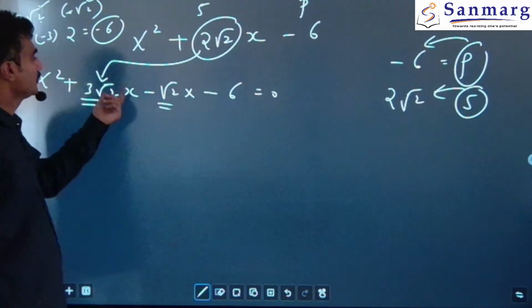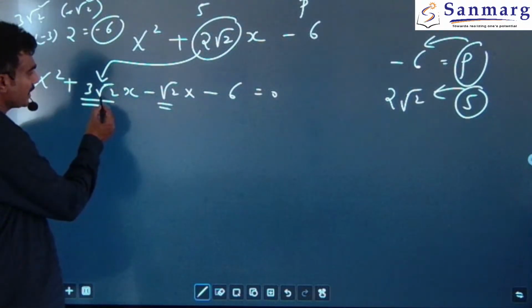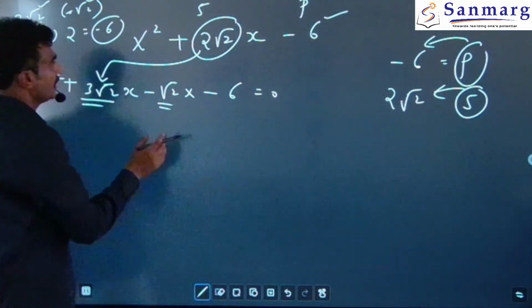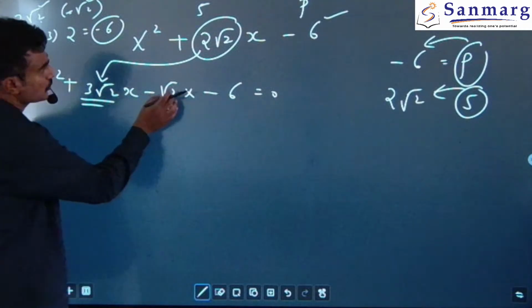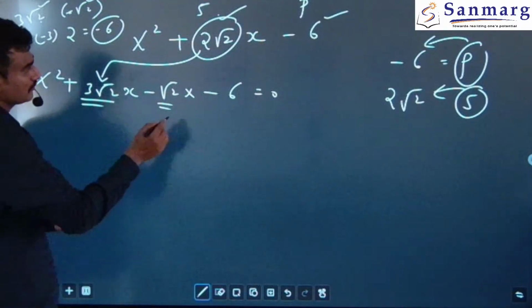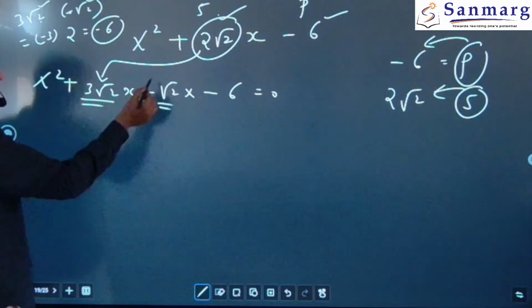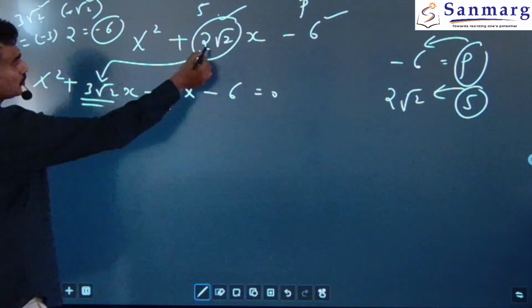Therefore, the two terms are 3 root 2 and minus root 2. If we multiply 3 root 2 and minus root 2, we will get the product minus 6. If we get the sum of 3 root 2 and minus root 2, the answer will be again 2 root 2. So which are the two numbers for splitting the middle term? The numbers are 3 root 2 and minus root 2. So therefore I have split the middle term 2 root 2 as 3 root 2 minus root 2.